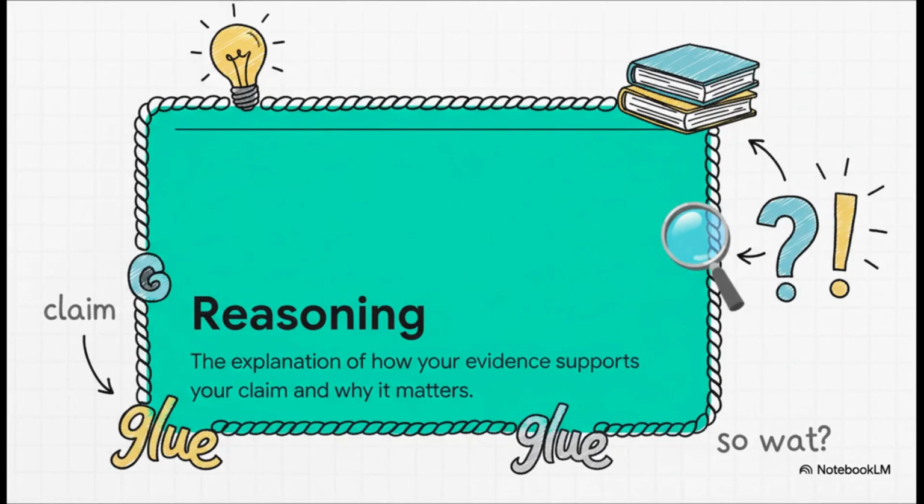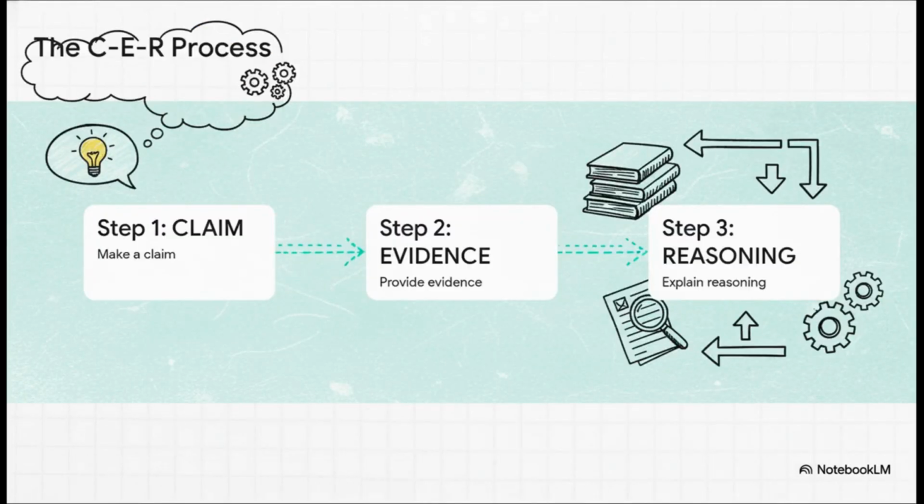And finally, the third piece, reasoning. Now, this can be the trickiest part for students, but honestly, it's the most important. It's the magic. Reasoning is the glue that connects the evidence back to the claim. It's the part where the student has to answer that all-important question, so what? Why does this matter?